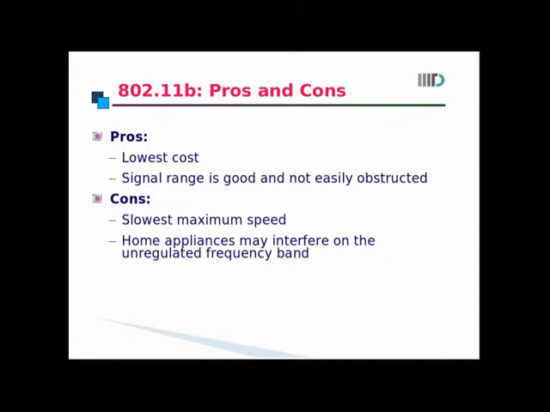Looking at its pros and cons, now as a pro, 802.11b had a very low cost, was cheap, and the signal range was very good, and it was not easily obstructed. But on the other side, its maximum speed was still pretty low, and home appliances may interfere on the unregulated frequency band. So that was still a problem.